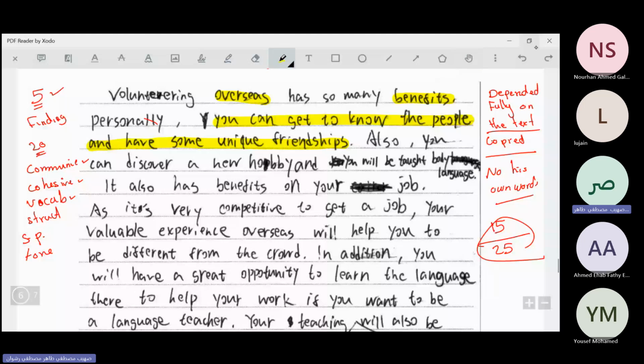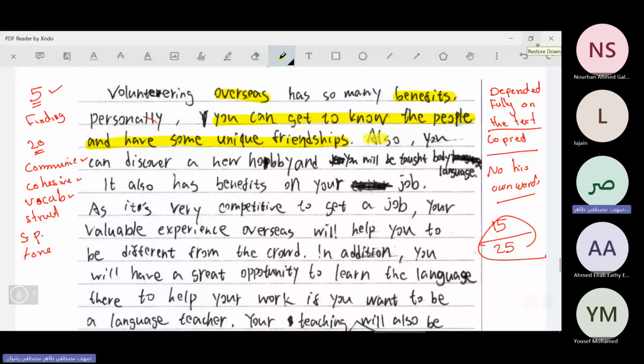Again and again, also, this is an informal expression. You can discover a new hobby, and you will be taught the body language. Also the same expressions from the text. It also has benefits. He repeated benefits twice in 3 lines. On your job, okay, as it's very competitive to get a job, your valuable experience overseas will help you to be different from the crowd, and this is also the same expression in the text.